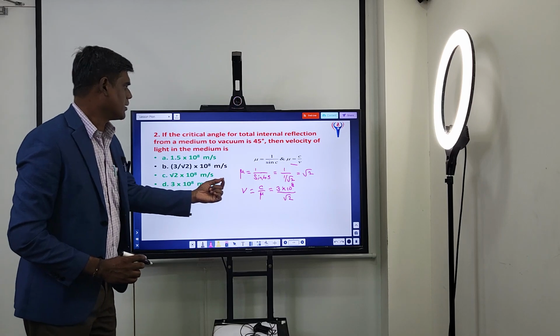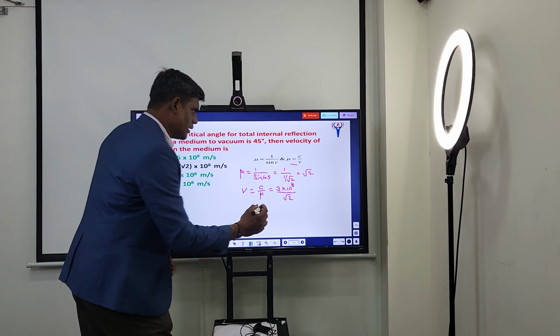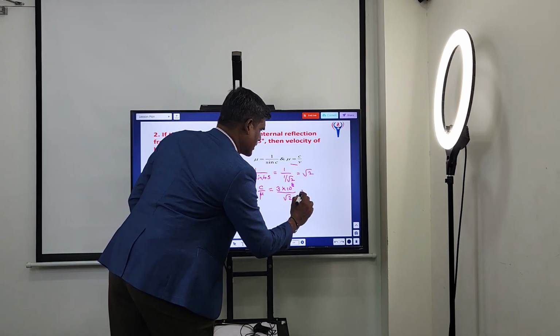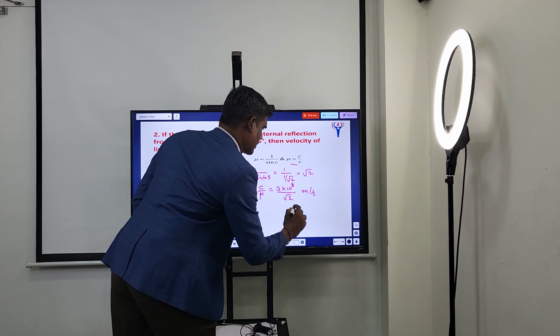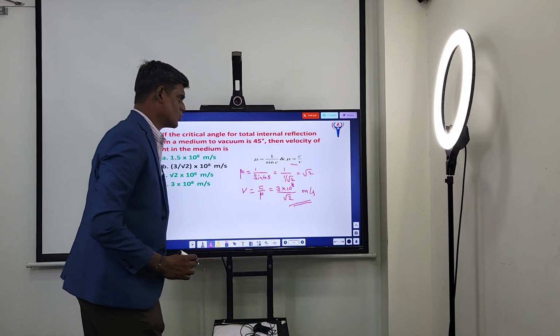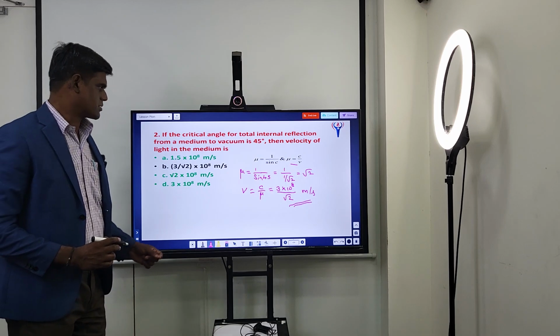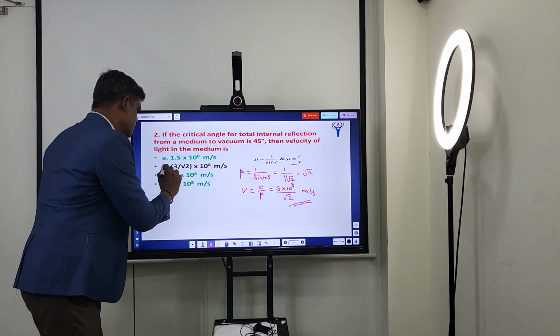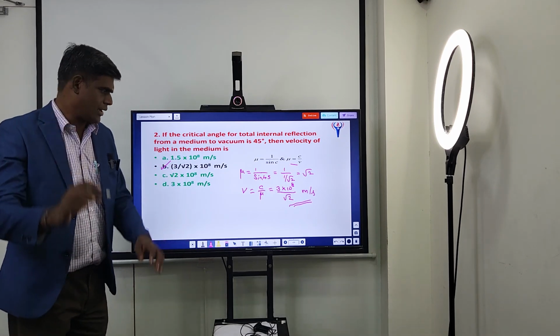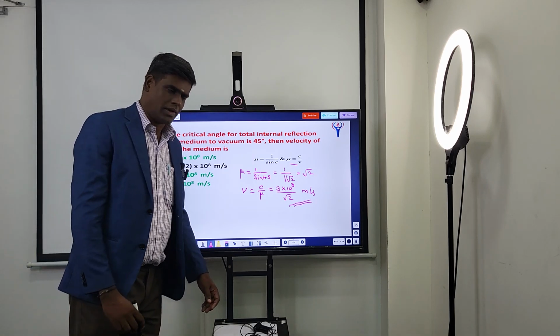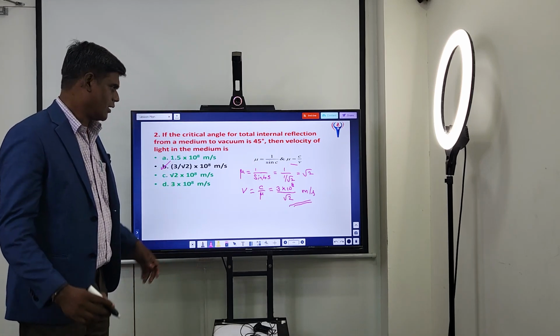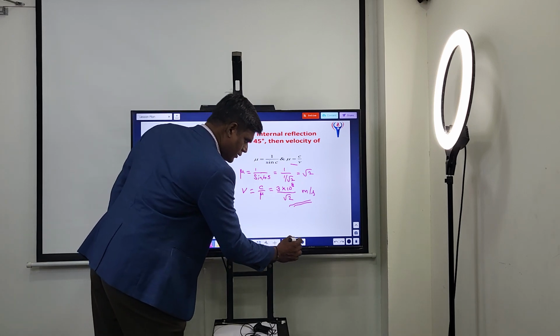So this is 3 by root 2 into 10 power 8 in SI units only, because we followed SI units everywhere, meter per second. So 3 by root 2 into 10 power 8 meter per second. That is option B, the correct answer. I think most of you got this answer. Let's move to problem number 3.